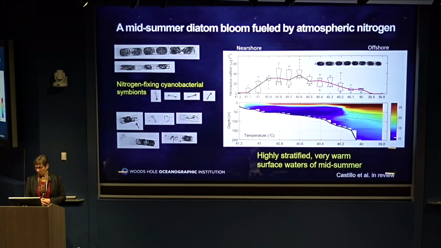The conditions where this bloom occurred were extremely warm. It was kind of a mini heat wave in the ocean at this time, and the ocean was highly stratified, with lots of density layers, light, warm water sitting on top of colder, denser water. The bloom was occurring in this very shallow, warm water in close proximity to the atmosphere where, as you may know, there's basically an infinite source of nitrogen gas. So they were able to outcompete all other organisms at this time because of this microbial interaction.